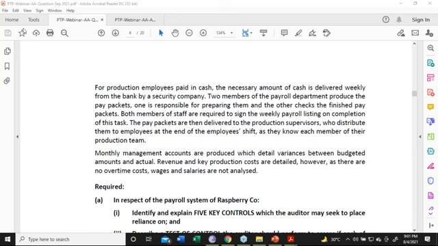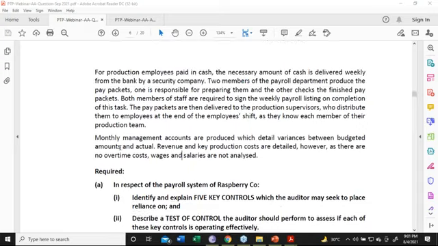Is this clear to everyone? Can I have a yes? Are we clear with this? We have identified more than the required key controls. We have identified more than the deficiencies. That is how we are going to tackle questions such as this one.